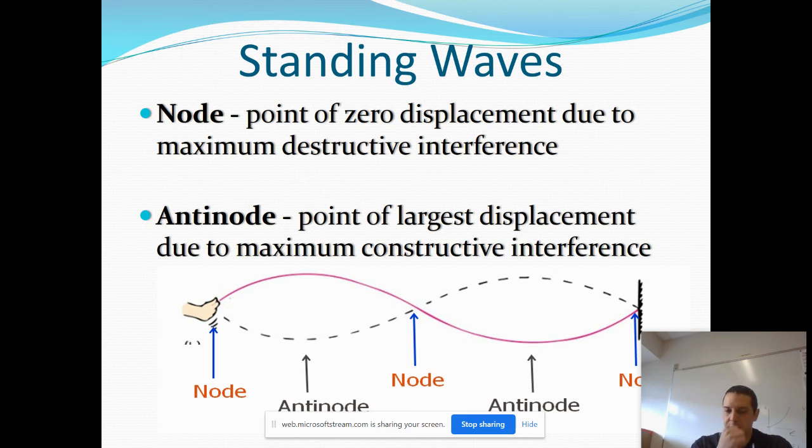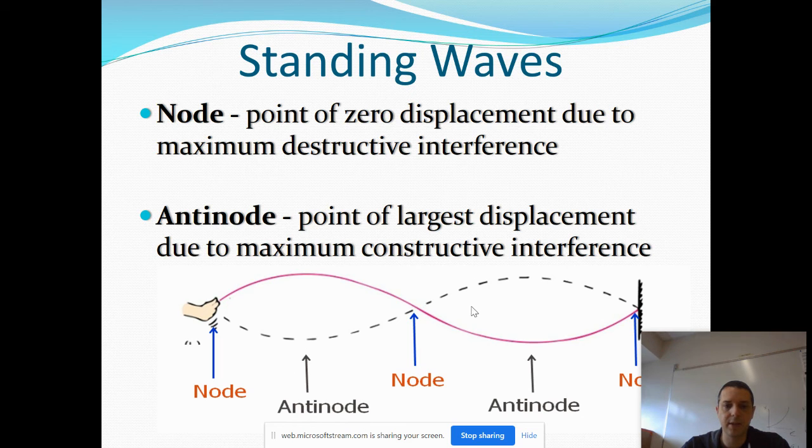This diagram you can see on your page, and this is just a summation. I'm going to define node and antinode here. The nodes are the spots where it's at equilibrium, kind of the midpoint. That's zero displacement, maximum destructive interference. The antinodes are the bulbous parts between the nodes. Those are points where you have the largest displacement and the maximum constructive interference.